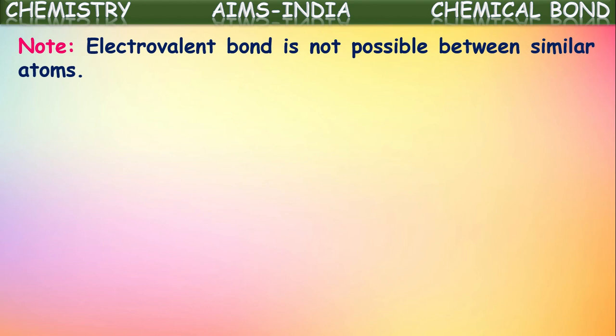In the case of chlorine atoms, one chlorine atom will be ready to accept electrons. What about the other one? The other chlorine atom also will be ready to accept electrons only, but not to lose. So if both are ready to accept electrons, then there is no chance of formation of ionic bond between them. So we can say this electrovalent bond is not possible between two similar atoms.